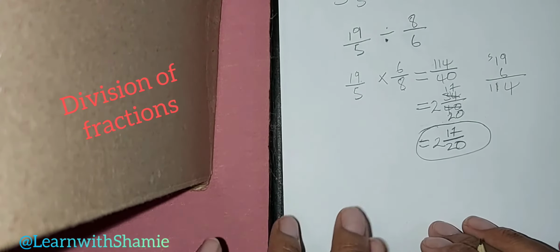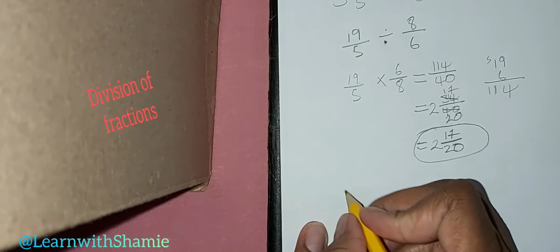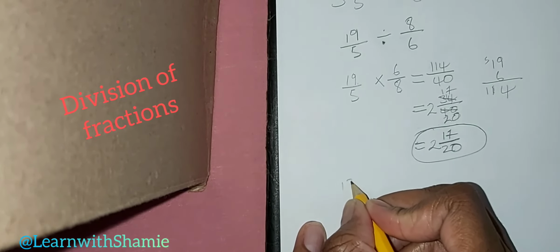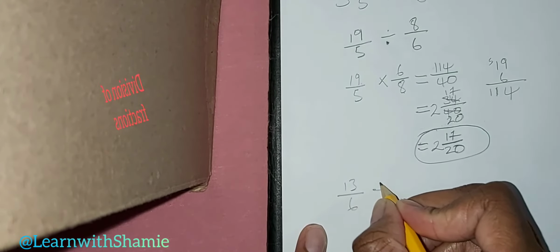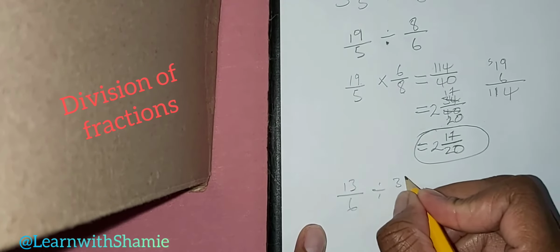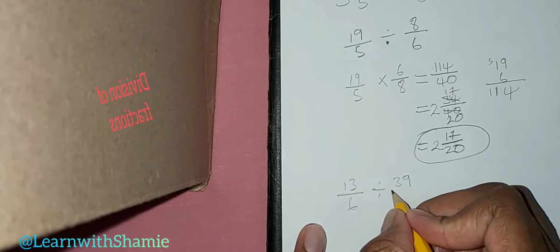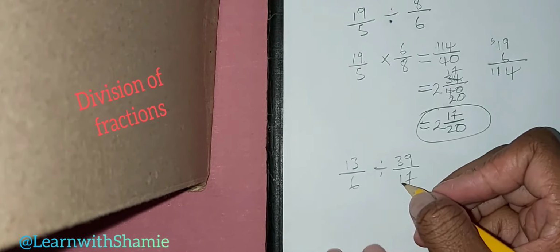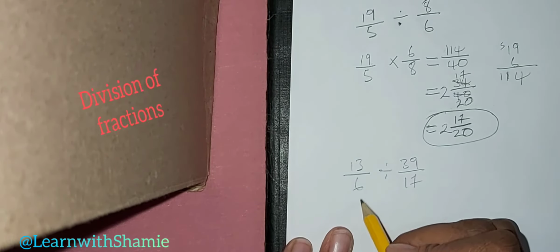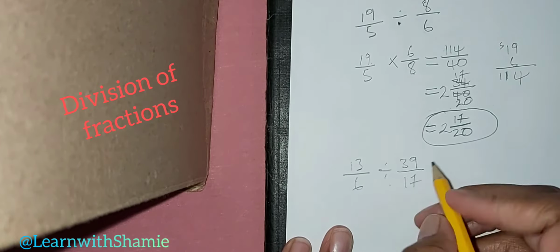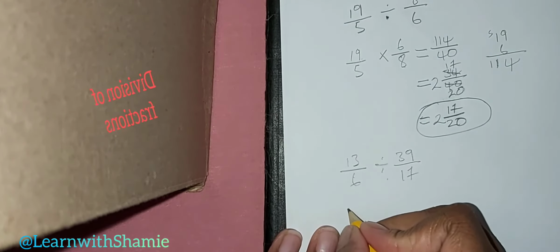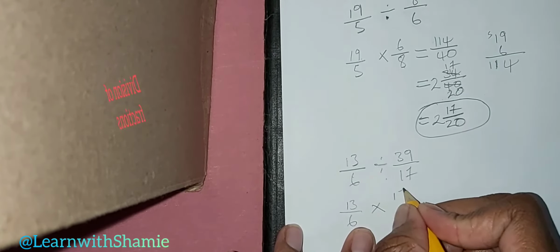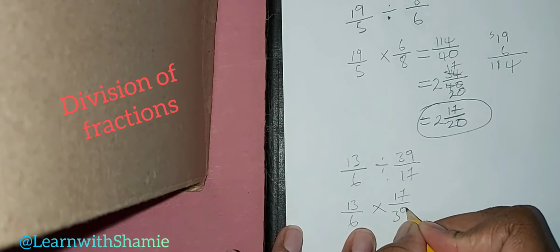We're gonna do another example. This time is division of improper fraction. So you have 13 over 6 divided by 39 over 17. So the rule always stands: leave me, change me, and flip me. So we're going to rewrite it: 13 over 6 multiplied by 17 over 39.